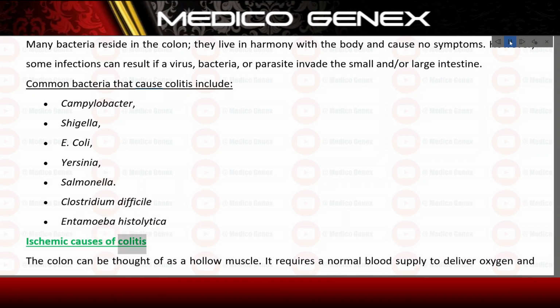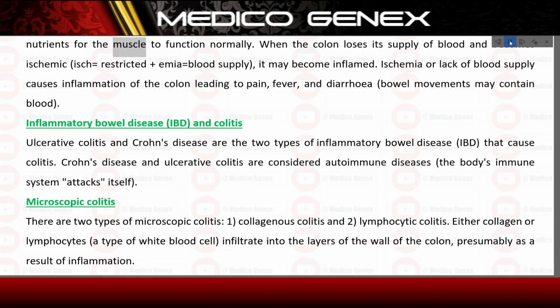Ischemic causes of colitis. The colon can be thought of as a hollow muscle. It requires a normal blood supply to deliver oxygen and nutrients for the muscle to function normally. When the colon loses its supply of blood and becomes ischemic, isch is equal to restricted plus emia is equal to blood supply, it may become inflamed. Ischemia or lack of blood supply causes inflammation of the colon leading to pain, fever, and diarrhea. Bowel movements may contain blood.